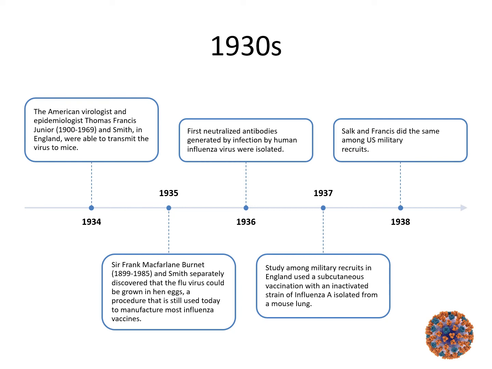In 1937, a study among military recruits in England used a subcutaneous vaccination with an inactive strain of influenza A, so the first time that humans had been successfully vaccinated against influenza. And in 1938, Jonas Salk, who then went on to develop the polio vaccine, worked with another researcher and did the same among U.S. military recruits. So in a very short period of time, they identified the virus, they demonstrated its transmissibility, and they came up with a vaccine, all within less than a 10-year span.